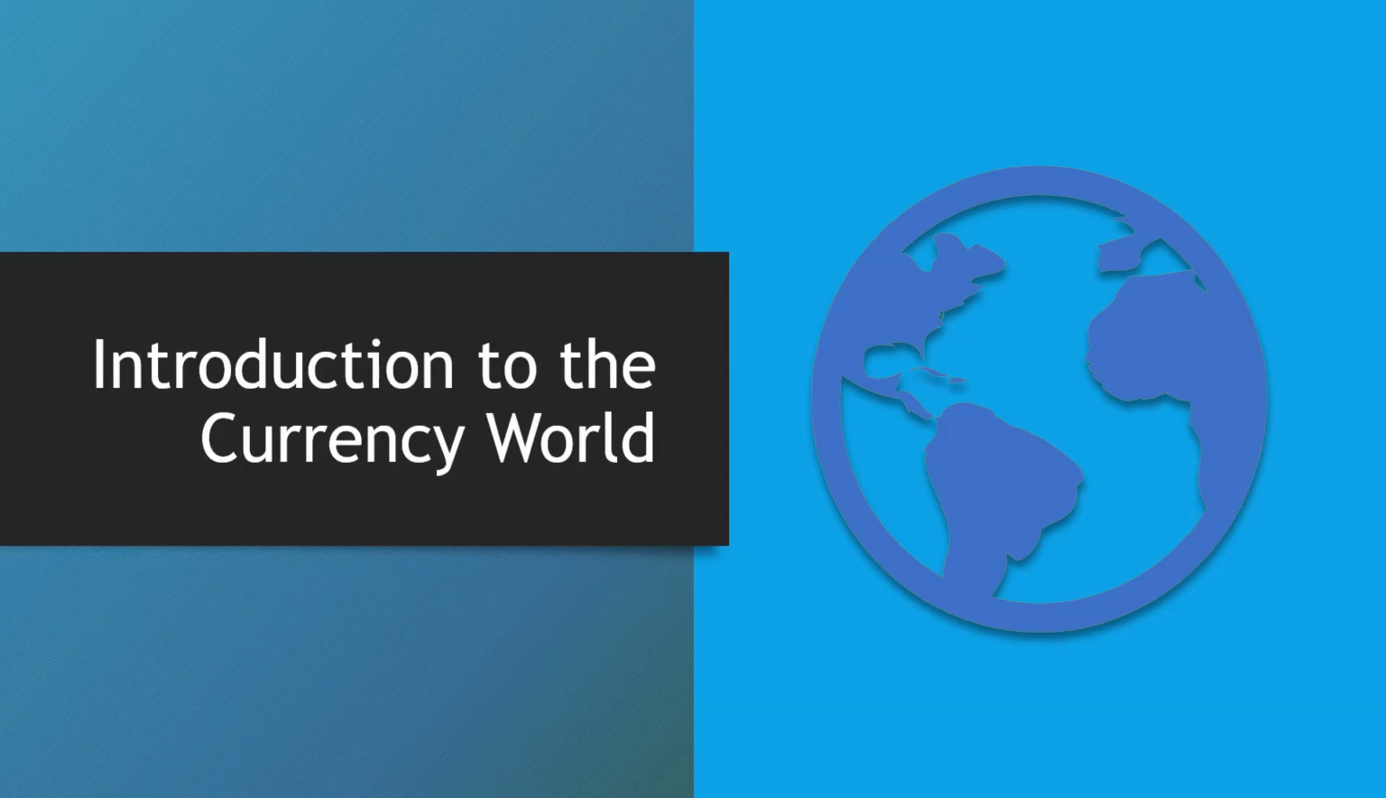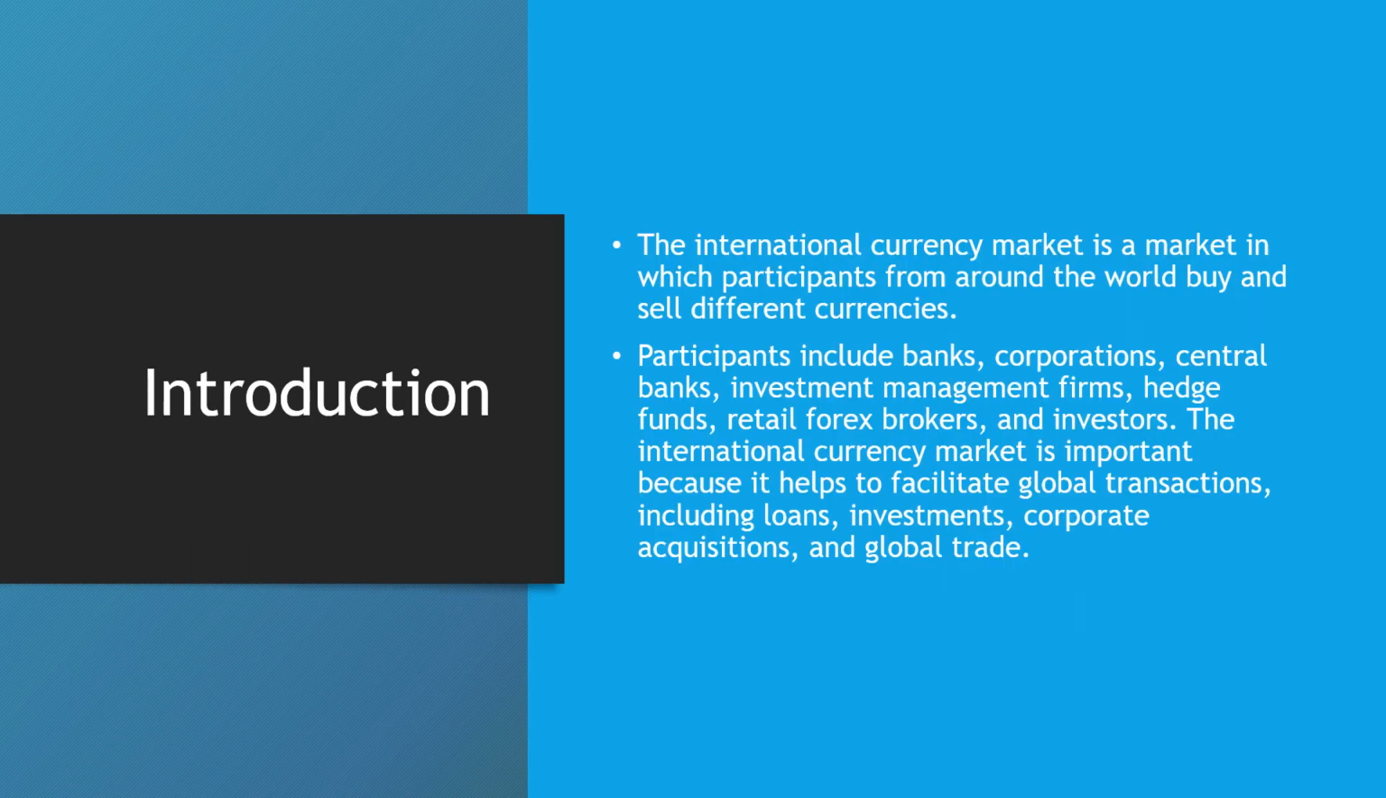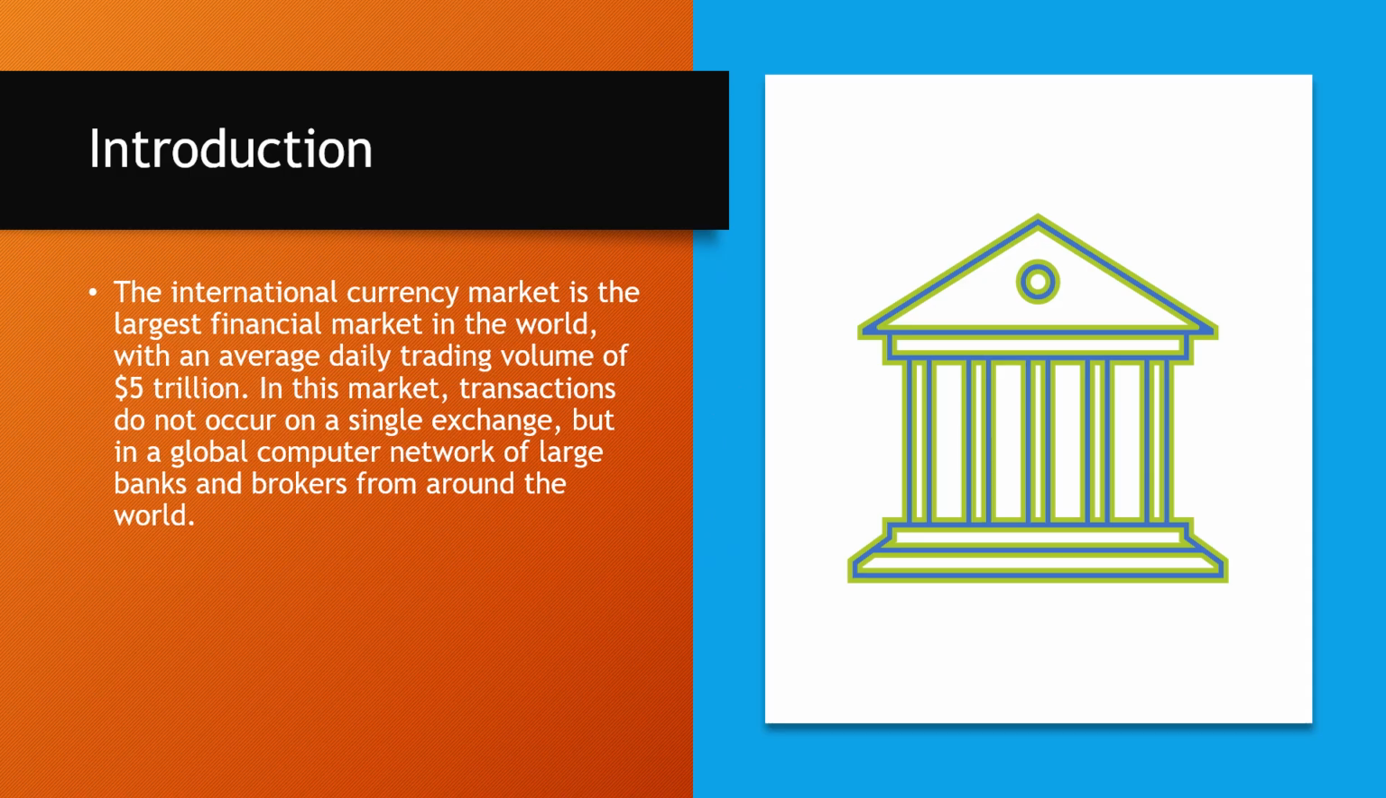Okay, so I've said what I have to say. Now let's talk about the individual markets. So let's start out with the introduction to the world of currency. Now, the international currency market is a market in which participants from around the world buy and sell different currencies. Participants include banks, corporations, central banks, investment management firms, hedge funds, retail forex traders, and investors, and us. The international currency market is important because it helps to facilitate global transactions, including loans, investments, corporate acquisition, and global trade, and opens up a chance of speculation.